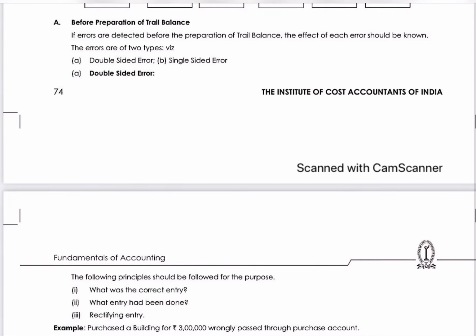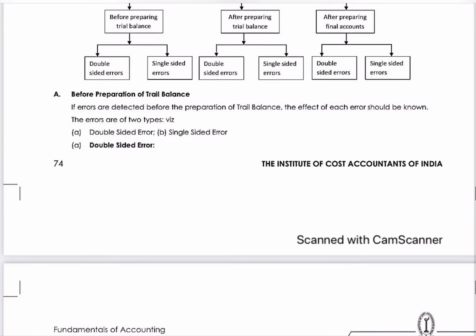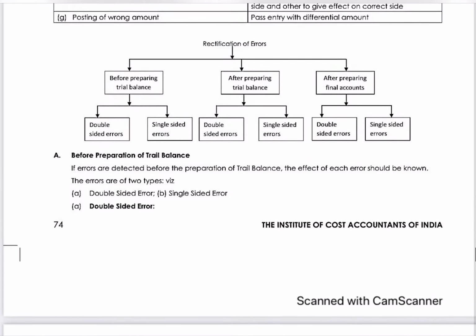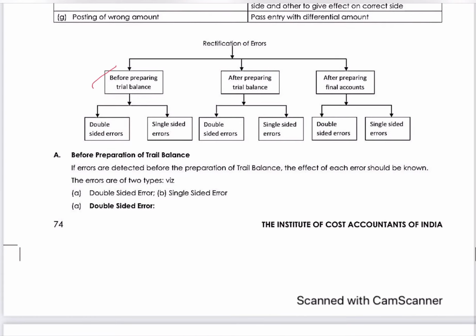So, till now we understood the types of errors. So, we will understand at what level, what type of errors come and how we should identify and rectify them. There are three levels where we can detect the errors: before preparation of trial balance, after preparation of trial balance, and after preparing final accounts.